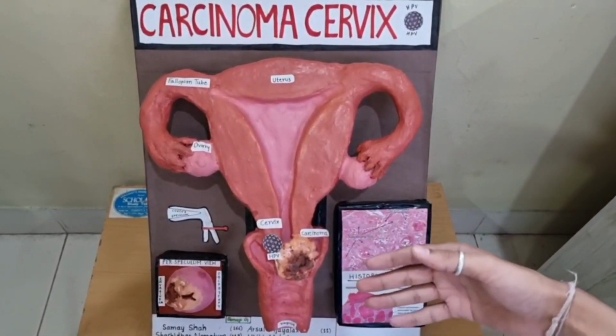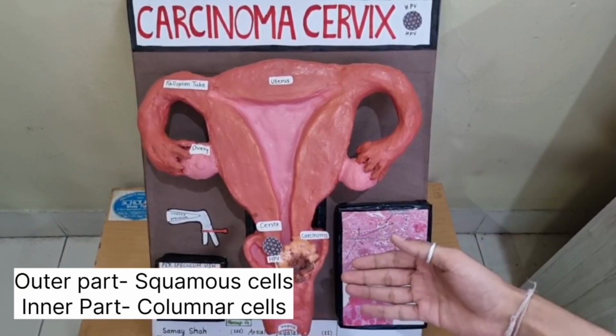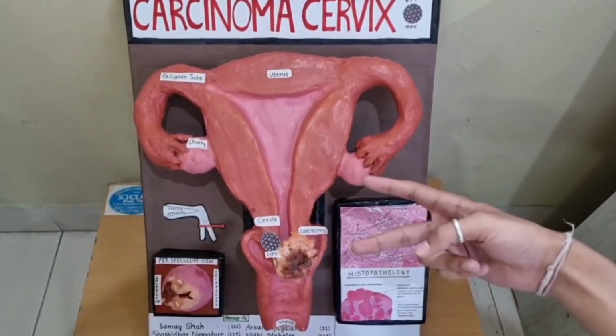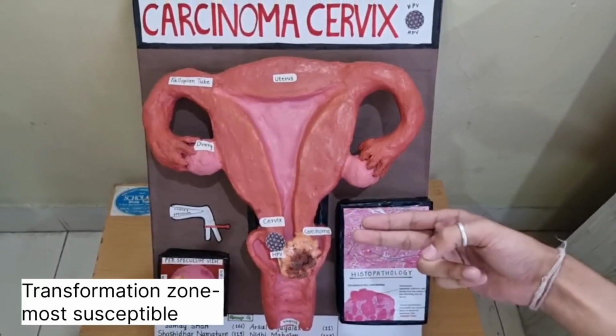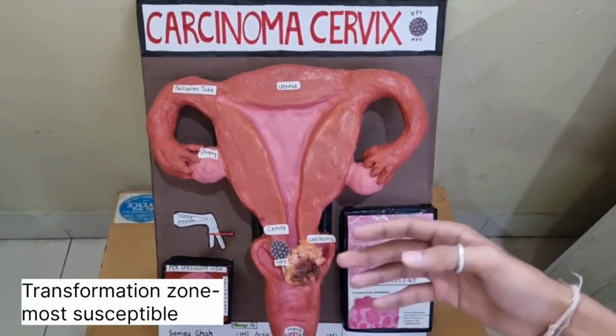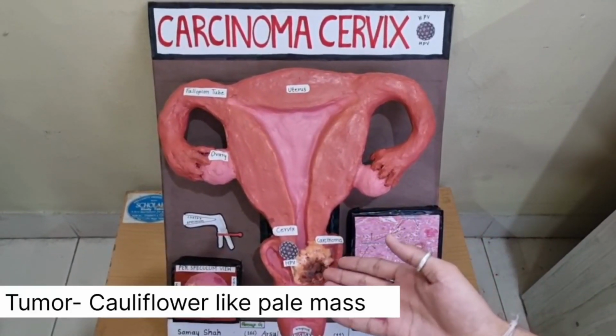The cervix is the lower part of the uterus connecting it to the vagina. The outer part of it is lined by squamous cells, while the inner canal contains columnar glandular cells, and the area where they both coexist is called the transformation zone, which is the most susceptible area for carcinoma. As you can see in the model, the cervix shows a cauliflower-like pale mass, which is the tumor.